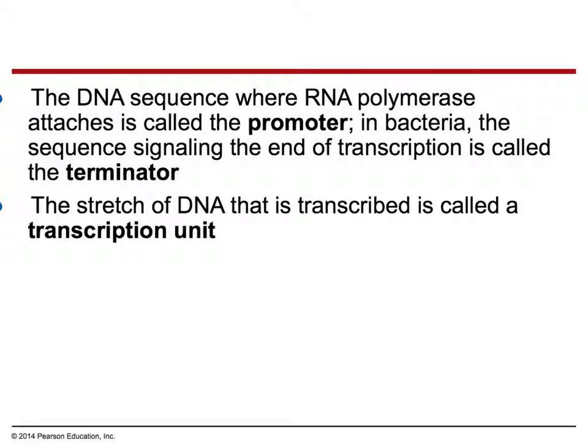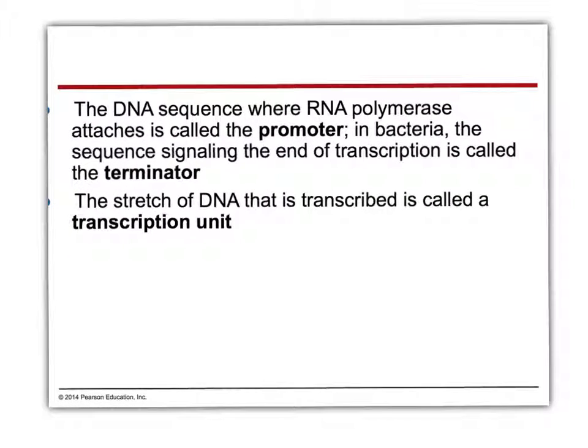Okay, your promoter and terminator. You have a terminator also, which is part of the DNA. It's a sequence of DNA that determines when that gene ends. The stretch of DNA that's transcribed is called your transcriptional unit. Some of that transcriptional unit will not become protein. That's what we call the untranslated region.